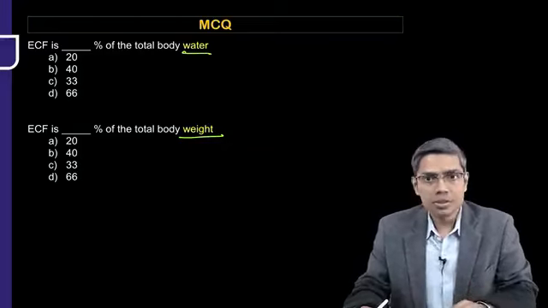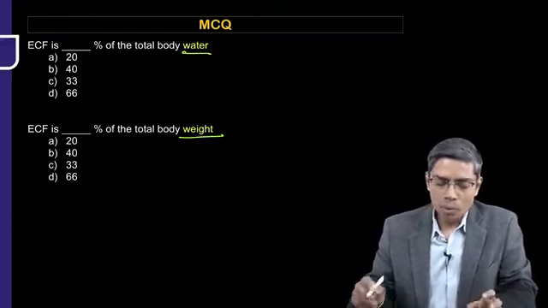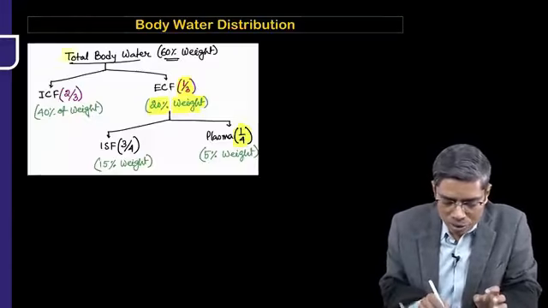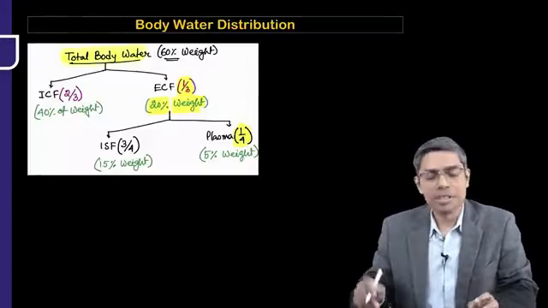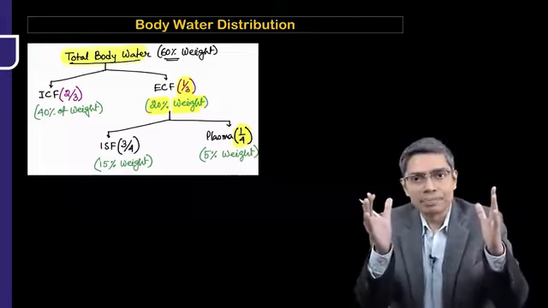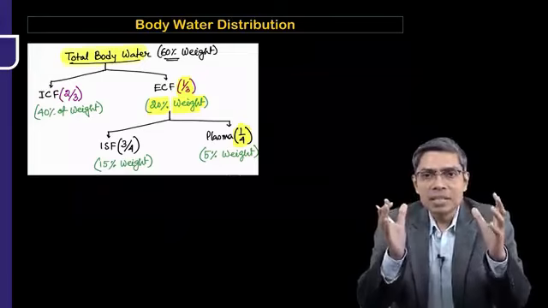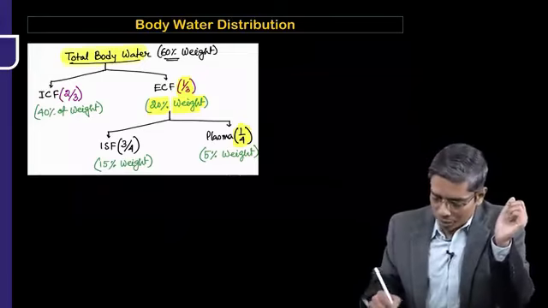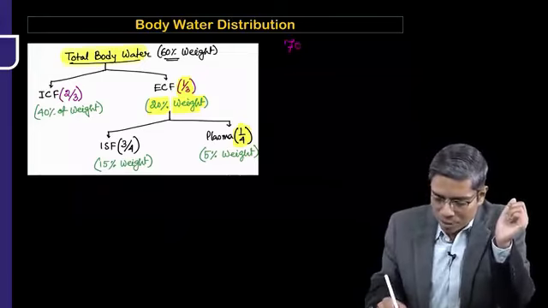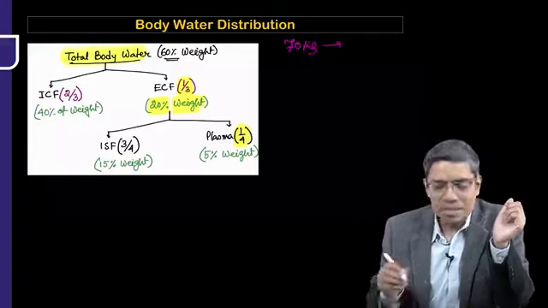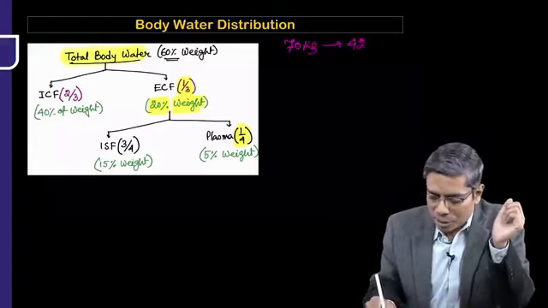To answer this question, first I hope all of you know how the body water is distributed. So how are you going to get the total body water? You take 60% of your body weight. So if a person has a body weight of 70 kg, you take 60% of 70 kg, that is 42 liters.